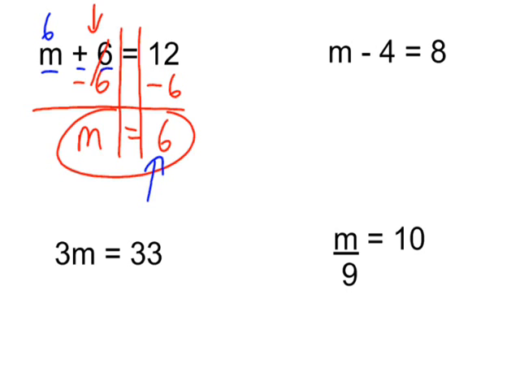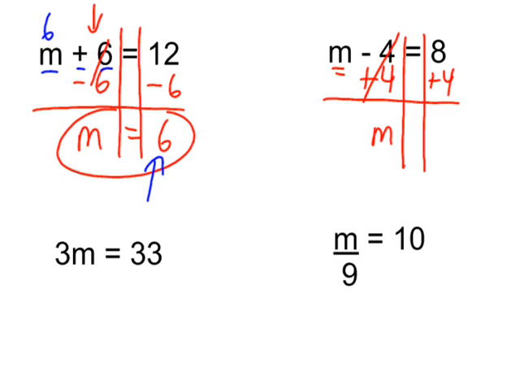In the next example, we have m minus 4 is 8. So the inverse of subtraction is addition. We want to isolate the variable. So I'm going to add 4. That'll isolate the variable. I'm going to add 4 on the other side. M would have a value of 12. And again, you should always check these very quickly. We're just going to substitute 12 in. 12 minus 4 is 8, so that checks.